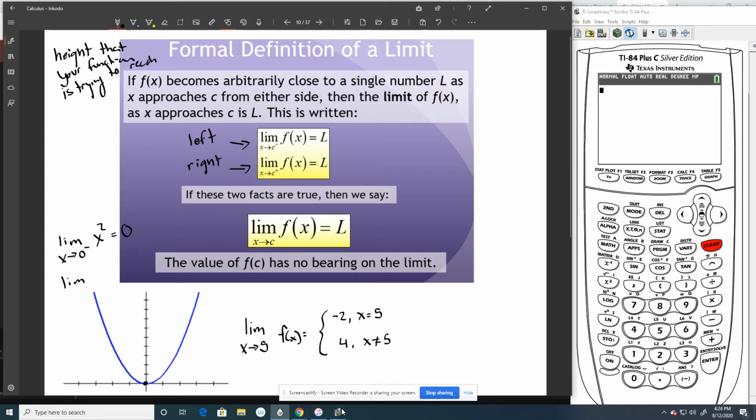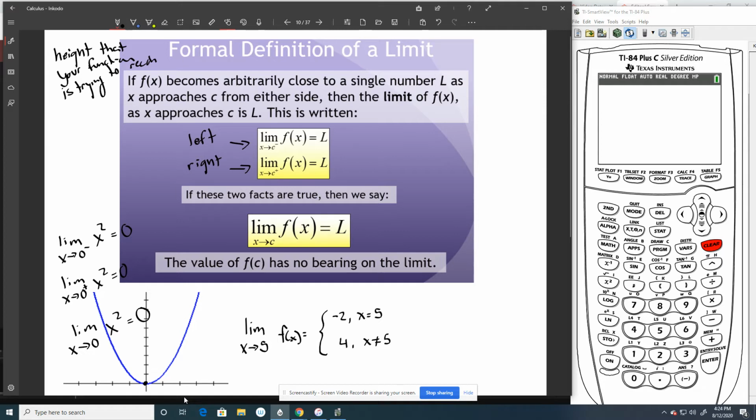And I want to know as I come from the right-hand side, my function is also trying to get really close to 0. Now, if both of those are true, if those are both trying to get to the same number, then we say that the limit of the function at that value is that number, which is 0. So I can say, because both of these are the same, that my limit as x gets close to 0 of my x squared function, my y value, gets close to 0.